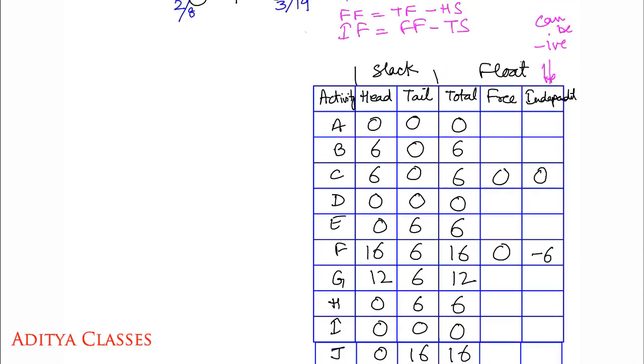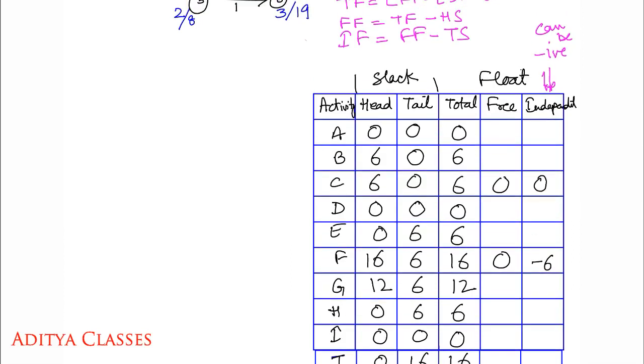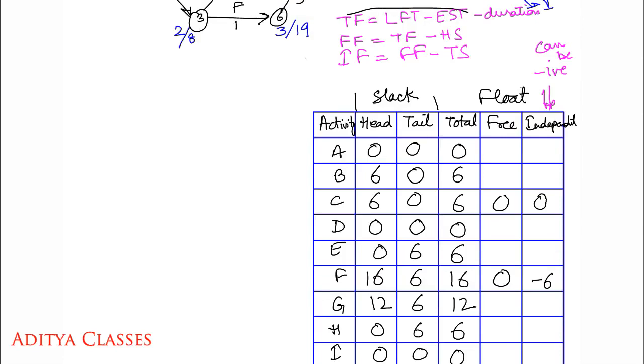So now that we are done with head slack, tail slack and total float, we can find free floats easily. What is free float? Free float is total float minus head slack. We have total float, so we just go ahead and find total float minus head slack.